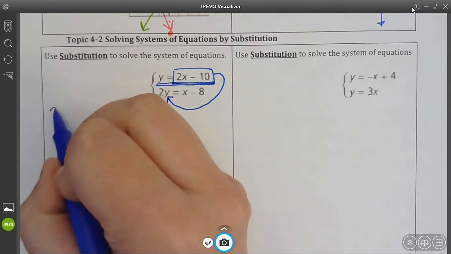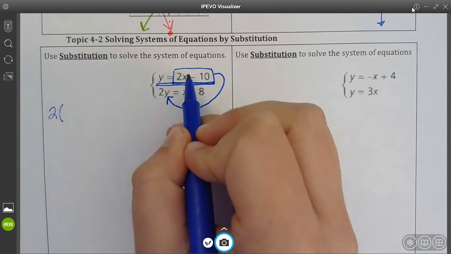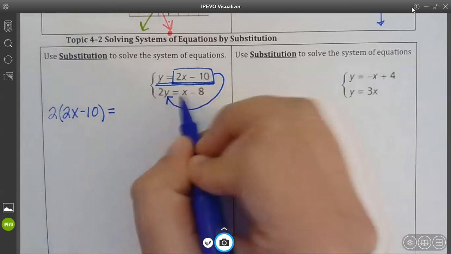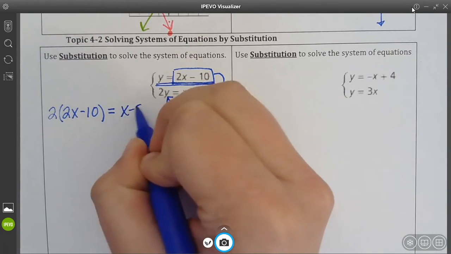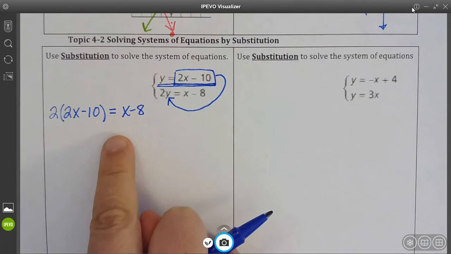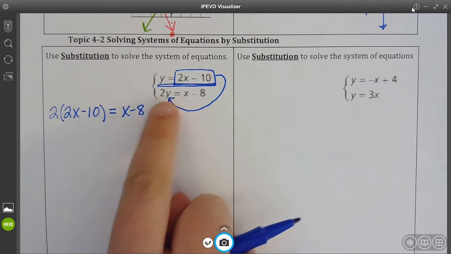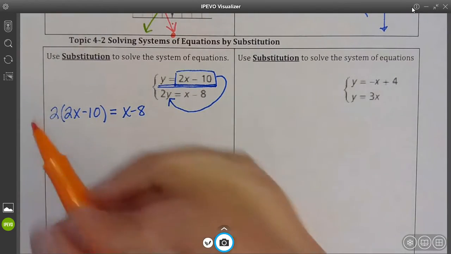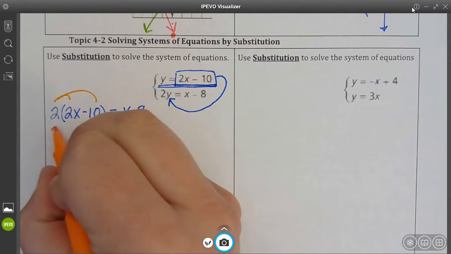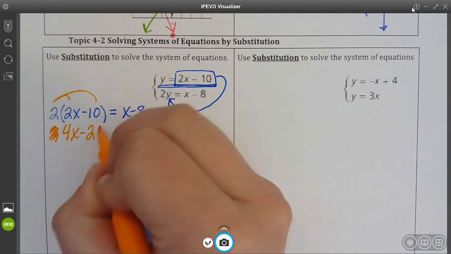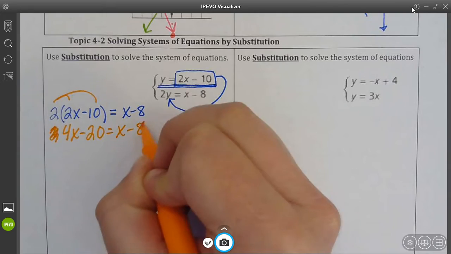So I'm going to have 2 times, instead of a y, I'm going to replace it with 2x minus 10, and that is going to equal x minus 8. The reason this works for us is because it got rid of my y variable. I only have my x's, and now I can solve my equation. I'm going to distribute my 2. I'm going to be left with 4x minus 20 equals x minus 8.